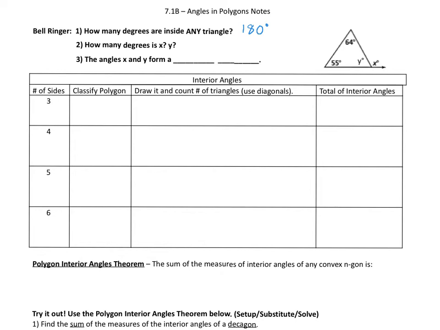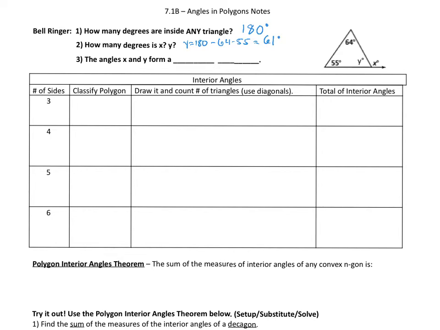Let's look at the picture. How many degrees is in X and Y? Well, we can do one of two things. First, let's find out Y. All the angles inside a triangle must be 180 degrees. To find out Y, we just do 180 degrees minus the other two. So minus 64 minus 55, that gives us 61 degrees. Y is 61 degrees.